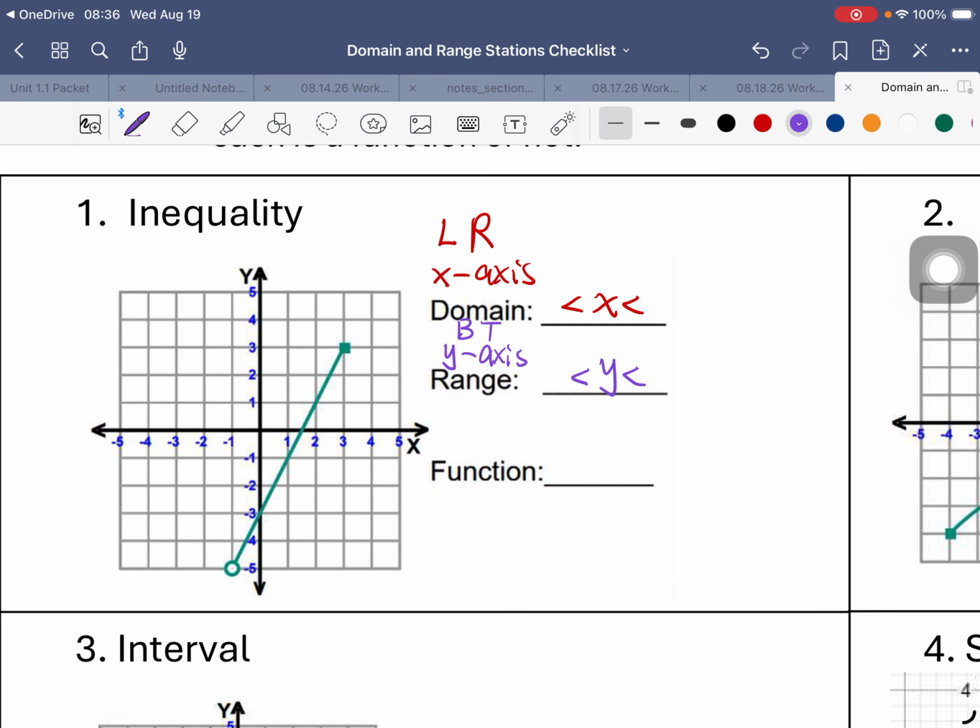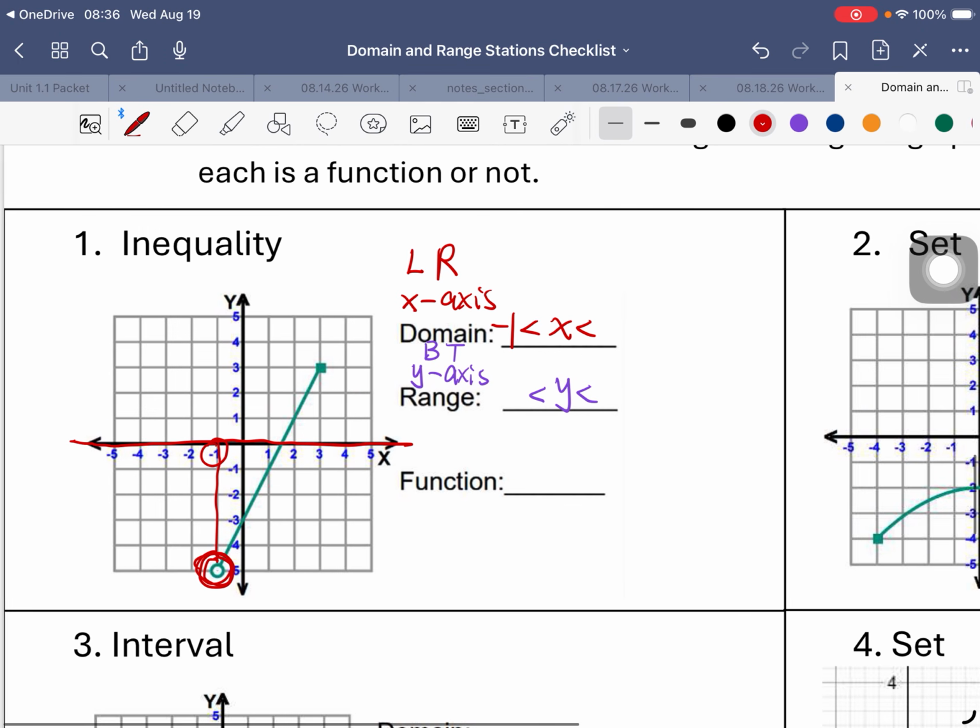Let's look at domain. On the x-axis, from the most left point, I draw a line to touch the x-axis, and I know the most left x value is -1. I do not put an equal sign under less than because this is an open circle. I do not include this point.